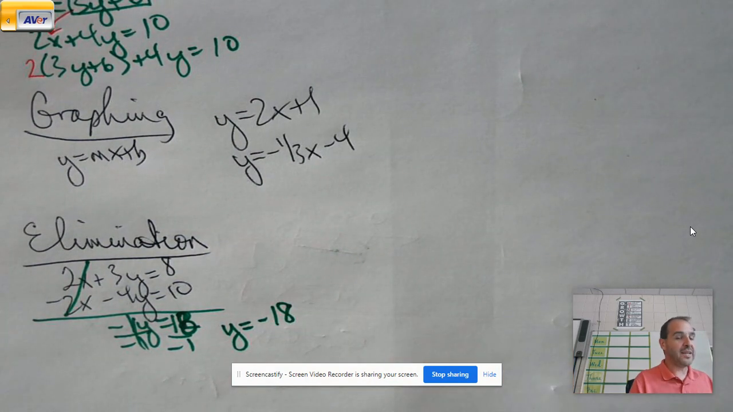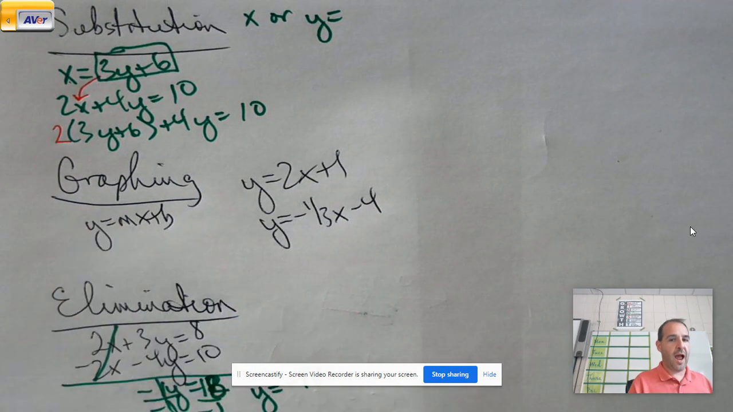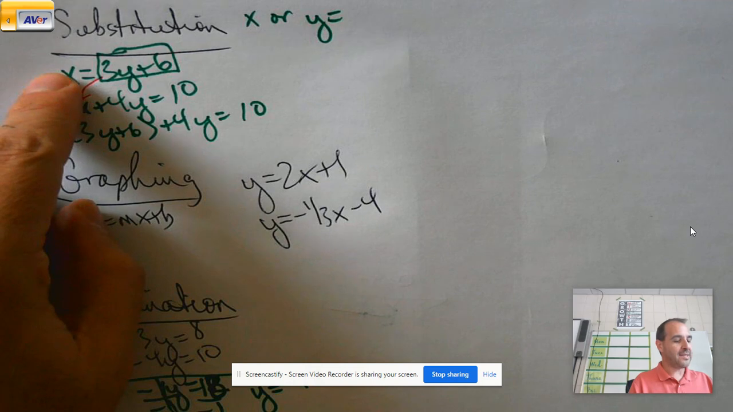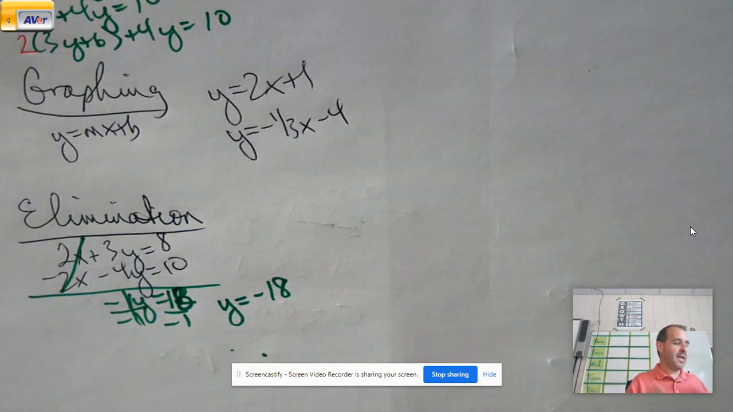And then I could plug it back into either equation to get the value. So, quick review. Both y equals, we want to graph. We have one x equals or y equals, we're going to try and do substitution. If we don't have any plain old x or y equals, we're going to do some elimination.